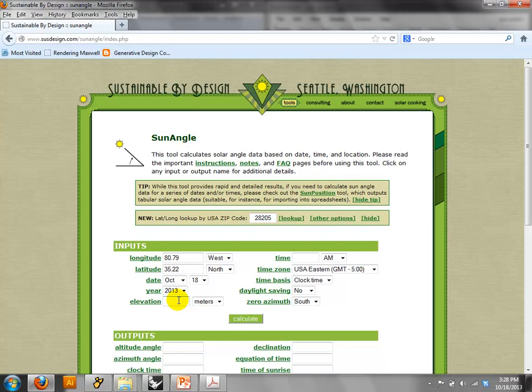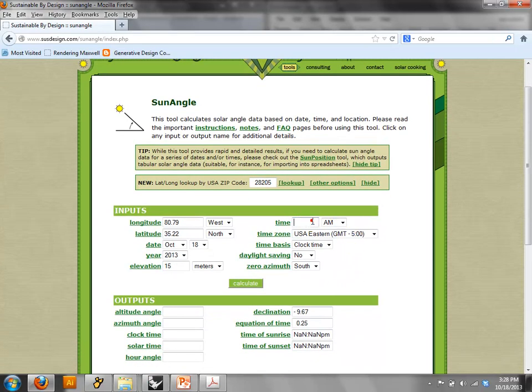You can find elevation in Google Maps, actually. So if you know where your site is, you can find out in Google Maps and get this information lickety-split. Let's call it 15 meters, I guess. And it wants a time. Fine, I'll give it a time.